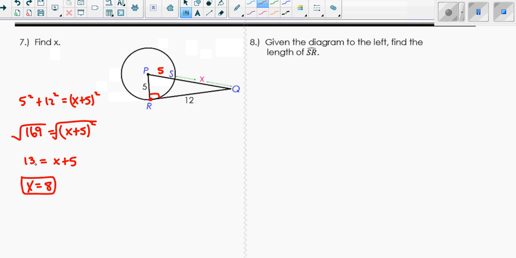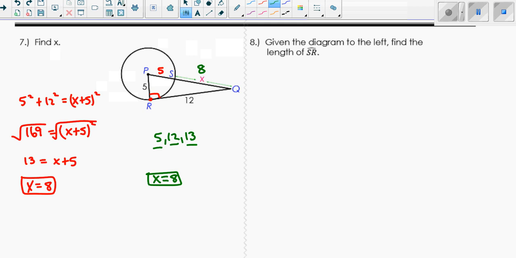Since the square root of 169 was a nice number, this was a Pythagorean triple, so we didn't really even need to do all this. It would have been nice if we started the problem by looking for these patterns. I can see that this is a 5, 12, 13 triangle. One of my legs is 5, that happens to be my radius. My other leg is 12, which means my hypotenuse must be 13. Well, if I already have 5, then this has to be 8 in order to sum to give me 13. So both of these ways get the same answer, and this way is a lot less work.